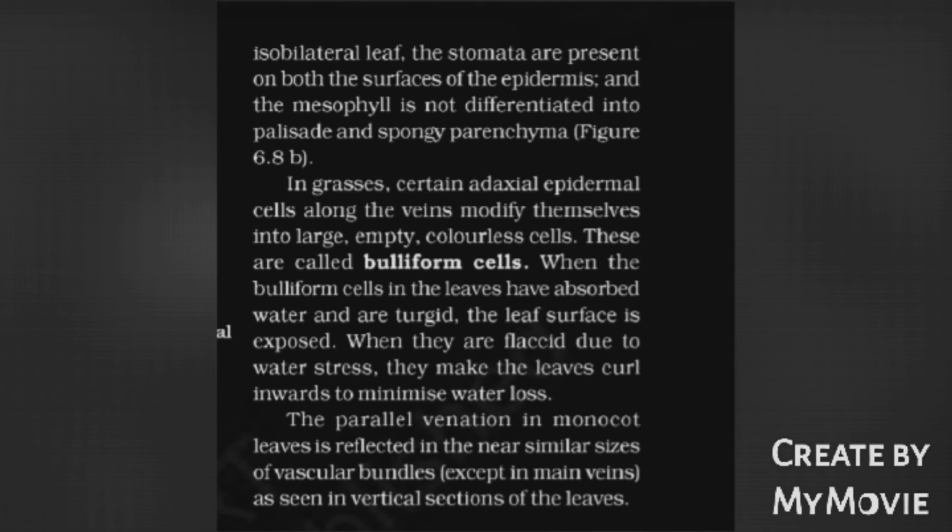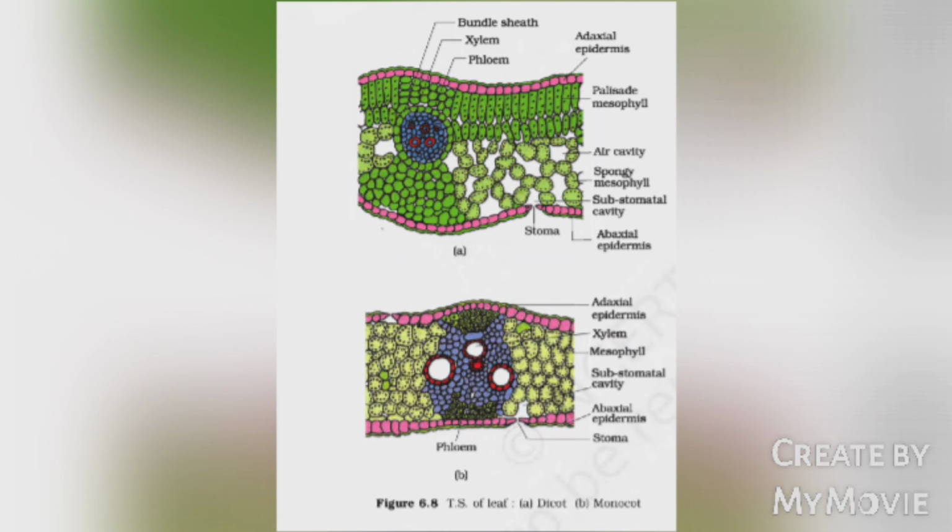When the bulliform cells in the leaves have absorbed water and are turgid, the leaf surface is exposed. When they are flaccid due to water stress, they make the leaves curl inwards to minimize water loss. The parallel venation in monocot leaves is reflected by the near similar sizes of vascular bundles except in main veins, as seen in vertical sections of the leaves. Figure 6.8 Transverse section of leaf. A. Dicot. B. Monocot.